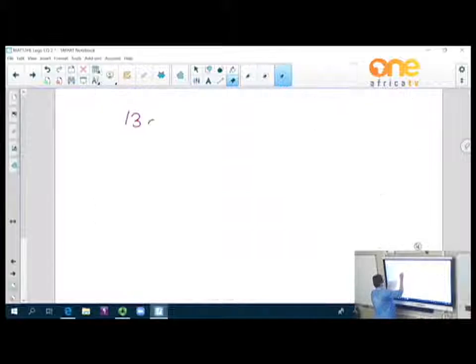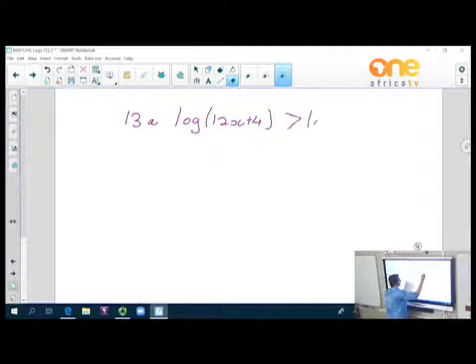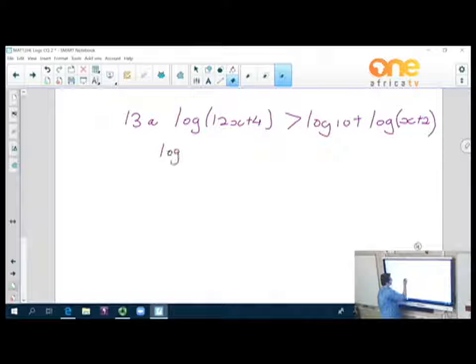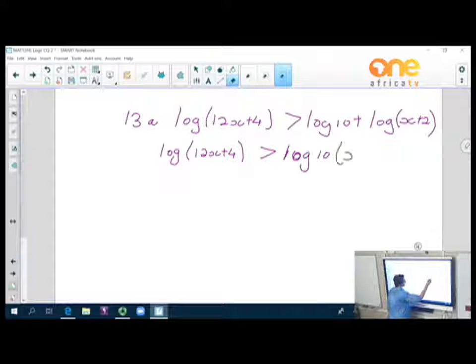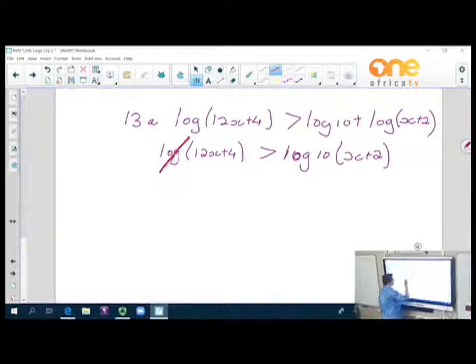13a. So I have log 12x plus 4 is more than, now we change the 1 to log 10 plus log x plus 2. And then now I can apply my log laws. So I'm going to say log 12x plus 4 is then more than log 10 times x plus 2. Now we can cancel the logs on both sides and you can just solve your equation.